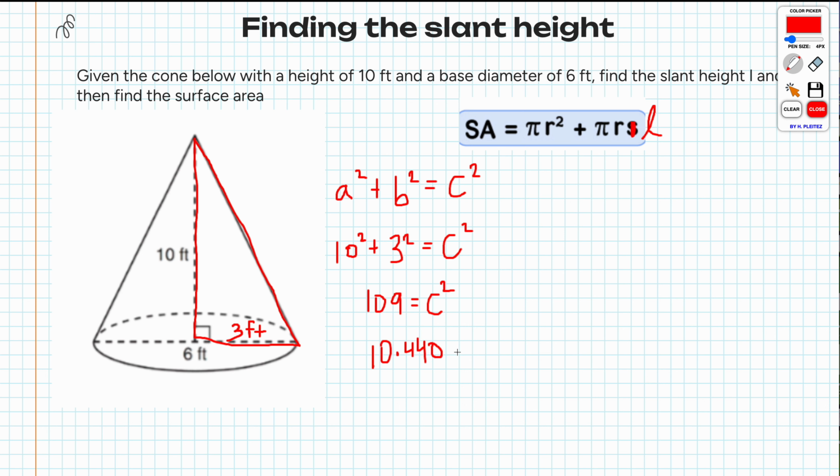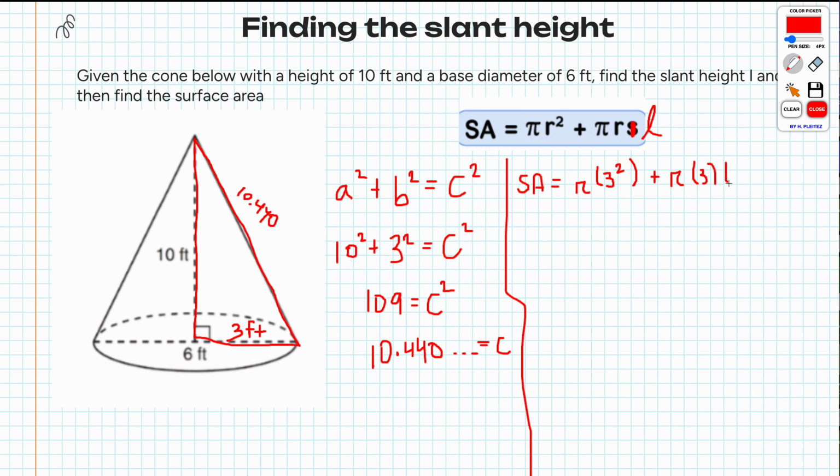And always take a step back and think about what this represents. Well, what that represents is this slant height right here, 10.440. Now, if we want our surface area, all we need to do is plug everything into this formula. So our total surface area is going to be the area of our base, which is this circle right here. That's pi times r squared, so pi times 3 squared, plus pi times our radius, which again is 3, and then our slant height is what we just found as 10.440.